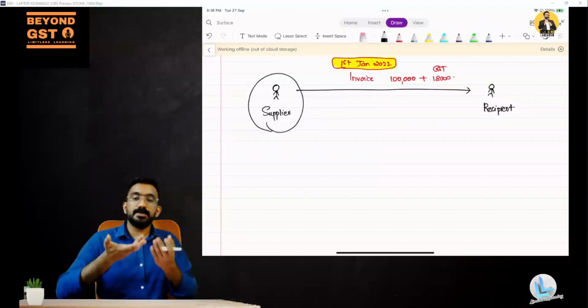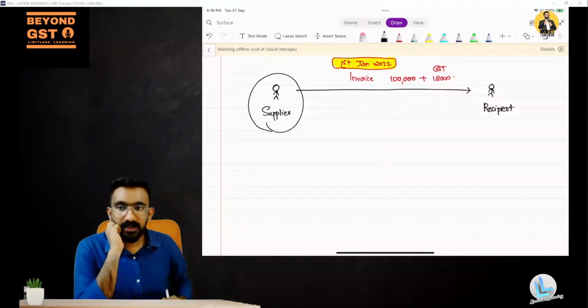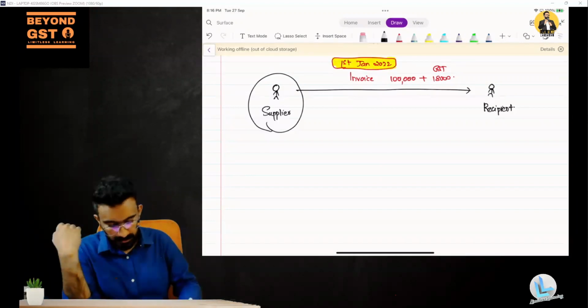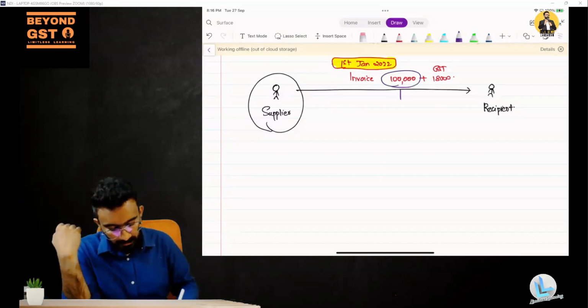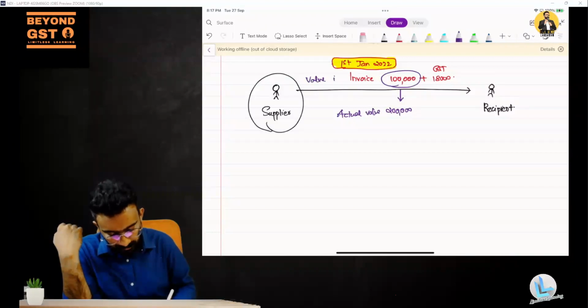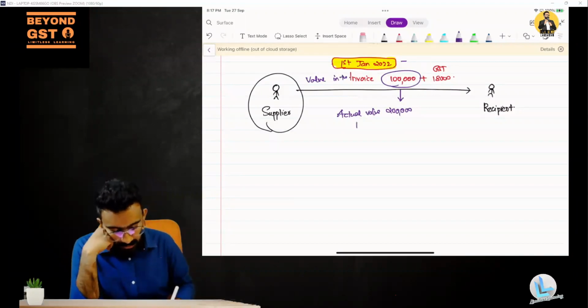But the supplier made a mistake. This invoice should have been not for 1 lakh, it should have been for 2 lakh. The actual value is 2 lakh. The value in the invoice is 1 lakh. But the invoice is already issued. They realized this on 31st March only.